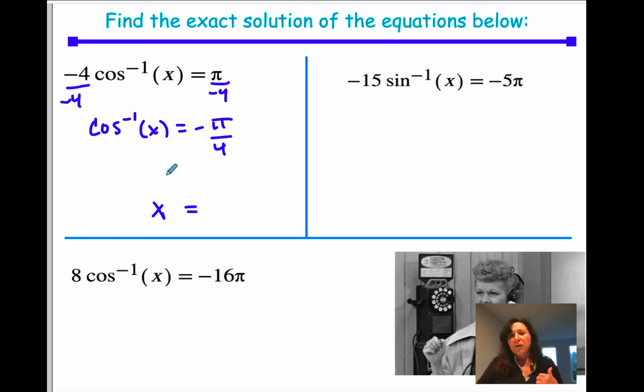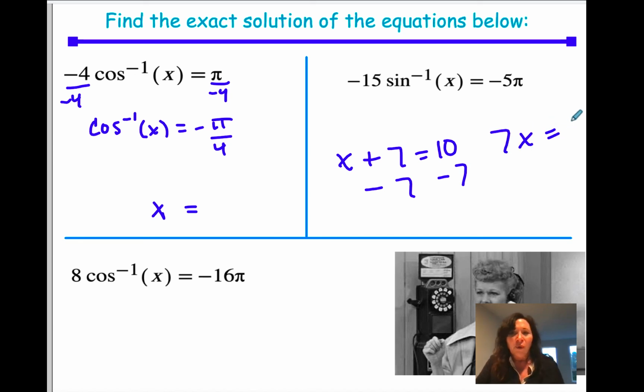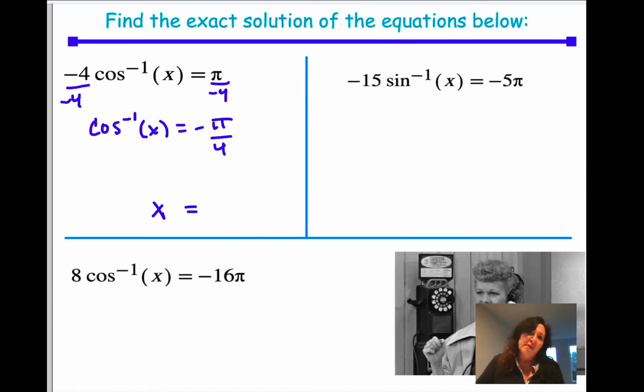Now remember, when you move something across the equal sign, that is actually an inverse. For example, if I said x plus 7 equals 10, the fact that I'm going to subtract 7 from both sides is an inverse for addition. If I had 7x equals 10, the fact that I would divide by 7 from a multiplication problem is its inverse. So think about what would it mean if I were to find the inverse of an inverse. Well, that would just be cosine.